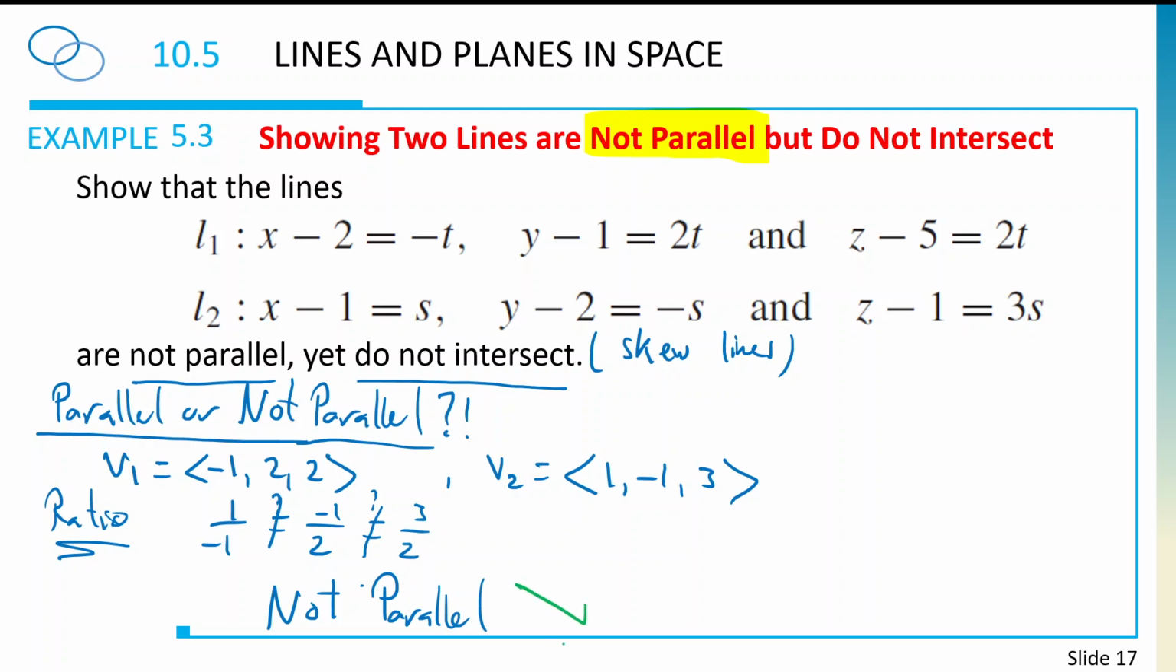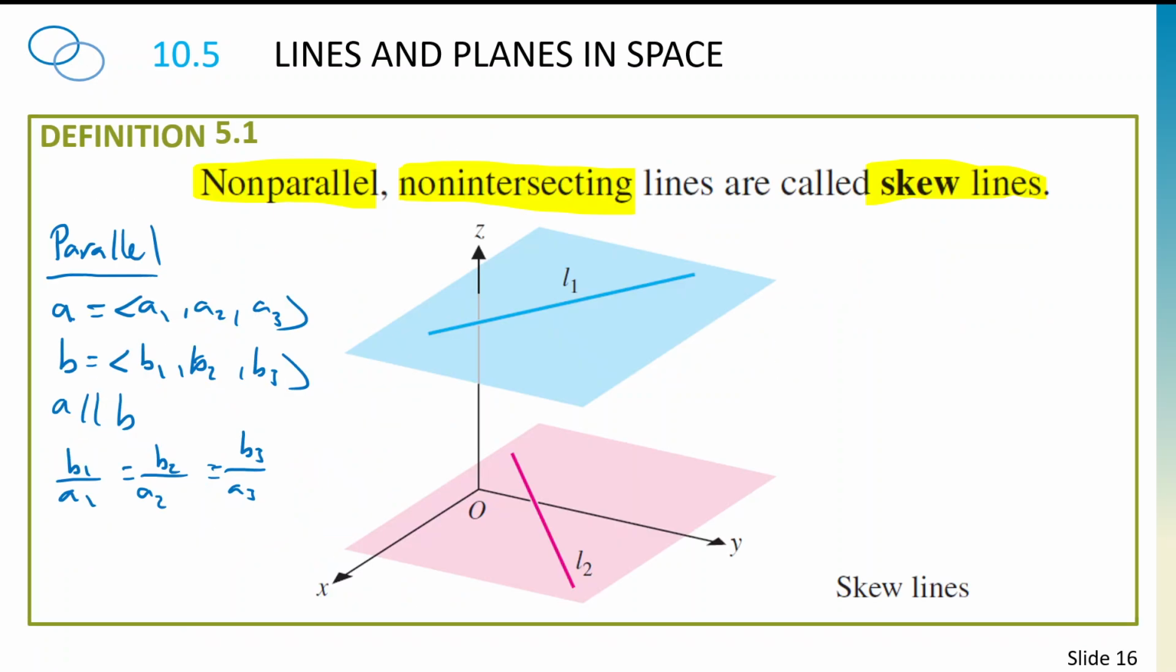Now the second idea: how do I show whether these lines have an intersection point? The idea to show that they do intersect or they don't is to assume that they intersect. See the idea? We assume that they do intersect. So this is for the intersection.